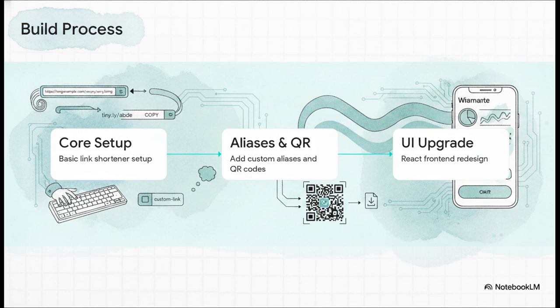Step 1 is the core shortener setup. You literally just ask the AI for a clean app where users paste a long URL, get a short one instantly, and hit copy. Boom. Step 2 ramps it up. You ask the AI to let users customize that back half of the link and auto-generate a downloadable QR code. Then step 3 is the massive front-end upgrade, which really polishes the whole shebang.